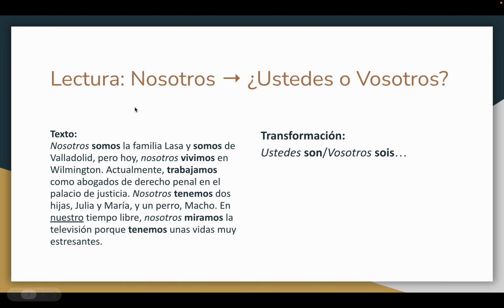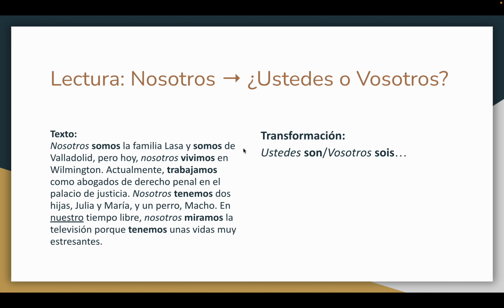So obviously now we have changed the subject of the paragraph from yo to nosotros. Remember that yo and nosotros are both first person, but yo is singular, nosotros is plural. So which subject are we going to be transforming this paragraph to? Based on the context of this paragraph, which subject are we going to be using in the transformation? Now remember, where's the only place where vosotros is used? And then where is ustedes used?